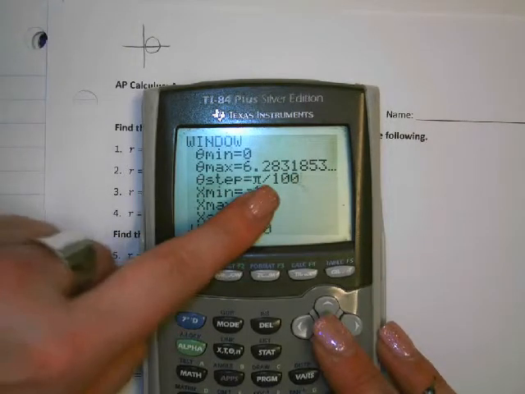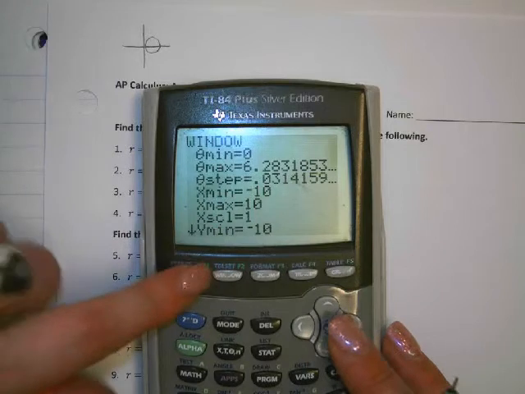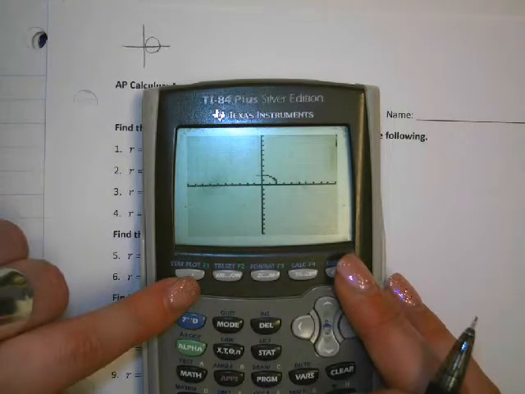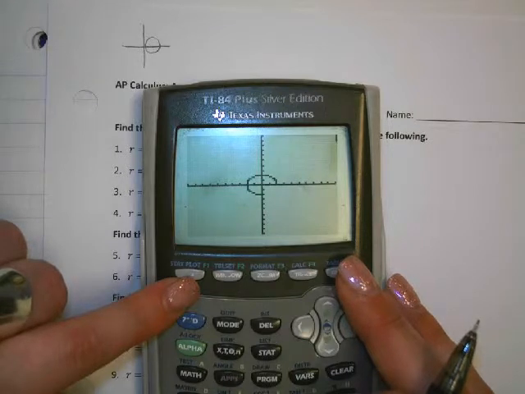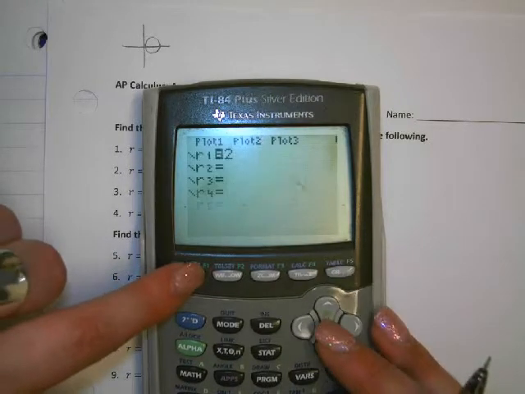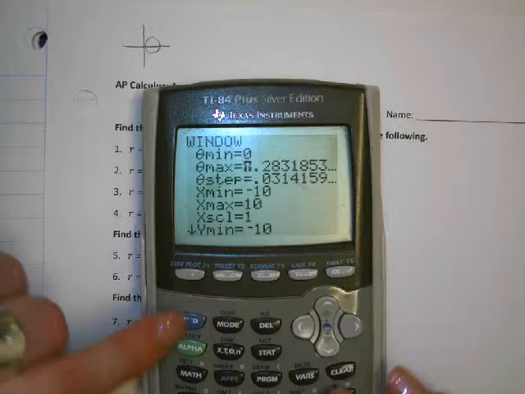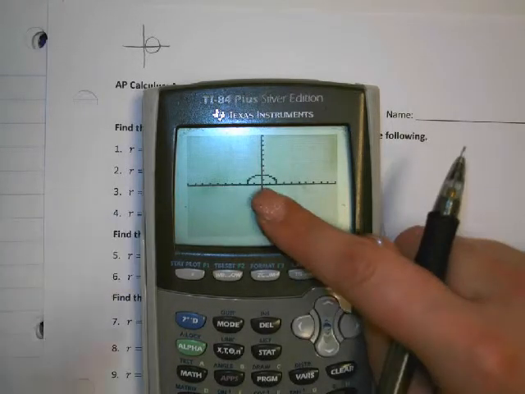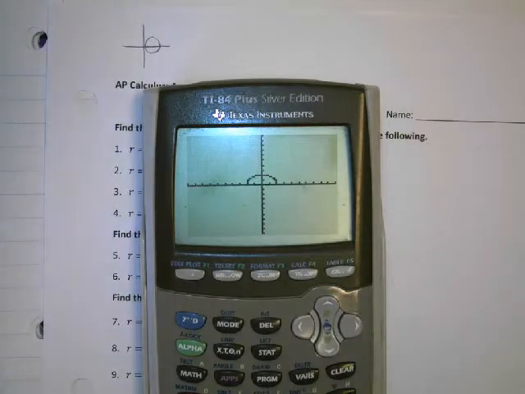I always change my theta step so it slows down. R equals 2. So 0 to 2 pi appears to be good. Let's check and see if 0 to pi would have given us the same thing. Okay, so I was right. Woohoo! That's a good thing.